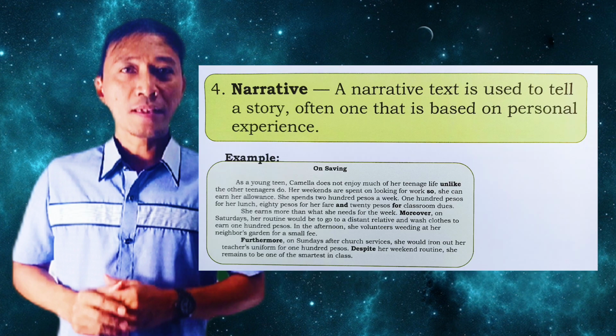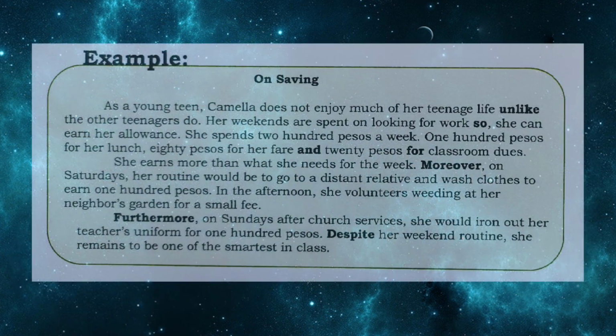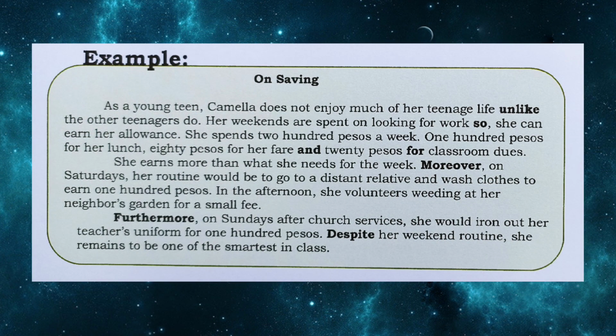Number 4. Narrative. A narrative text is used to tell a story, often one that is based on personal experience. Example: on saving. As a young teen, Camelia does not enjoy much of her teenage life unlike the other teenagers do. Her weekends are spent on looking for work so she can earn her allowance. She spends 200 pesos a week, 100 pesos for her lunch, 80 pesos for her fare, and 20 pesos for classroom dues. She earns more than what she needs for the week.